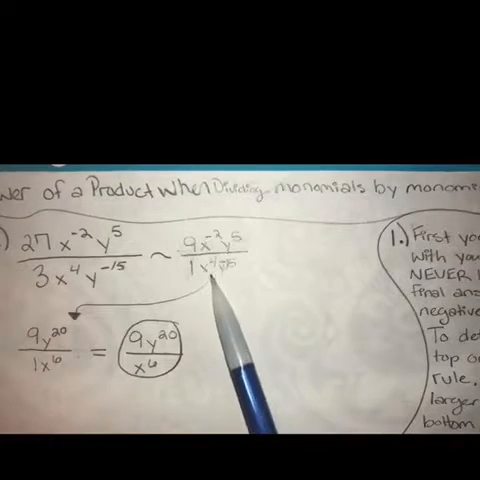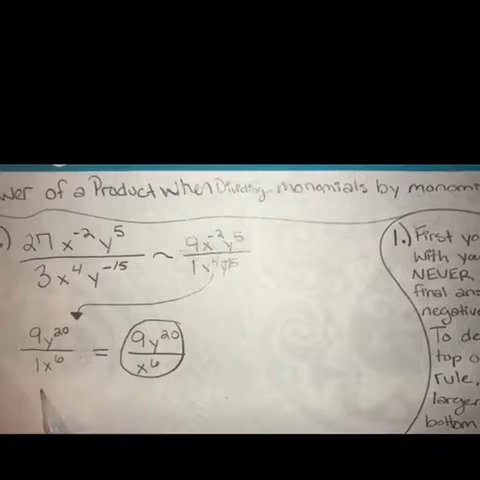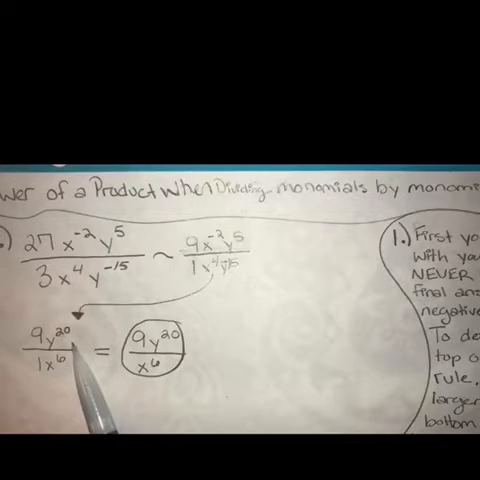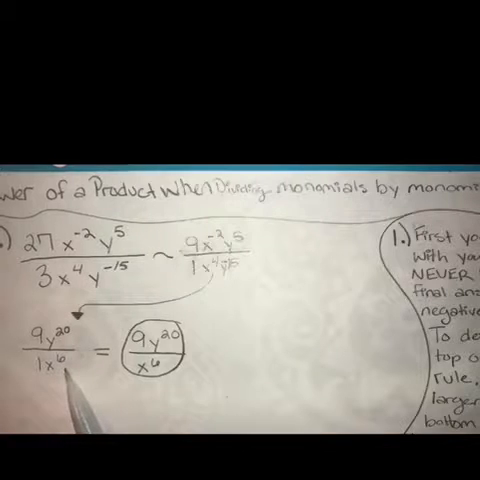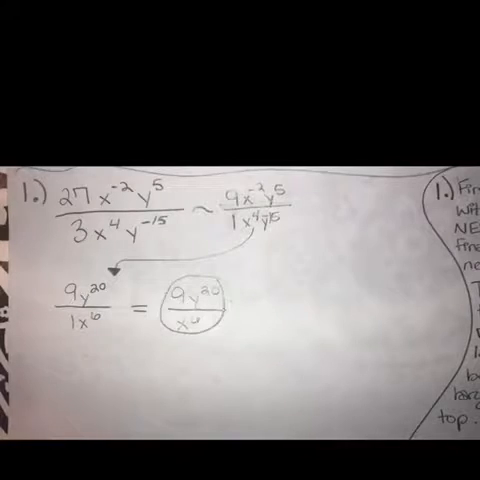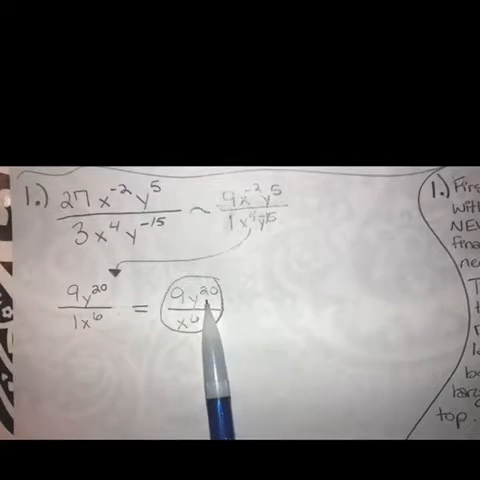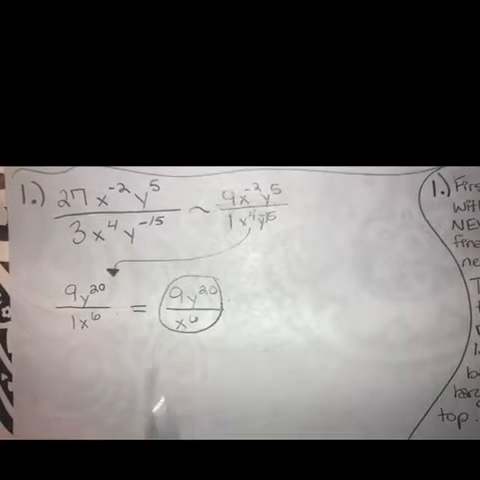Once you've done your subtraction and your division, your problem should look somewhat like this: 9y to the 20th power over 1x to the 6th power. Your final answer is 9y to the 20th power over x to the 6th power.